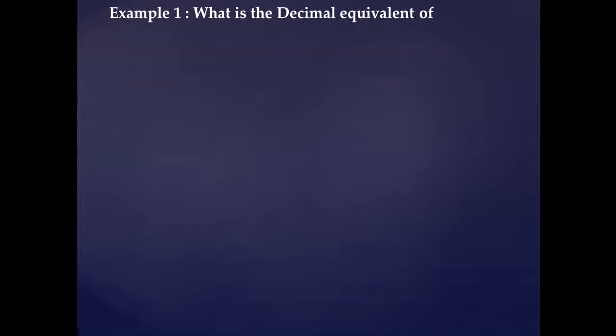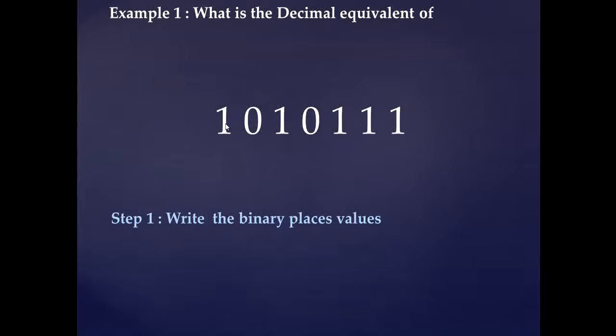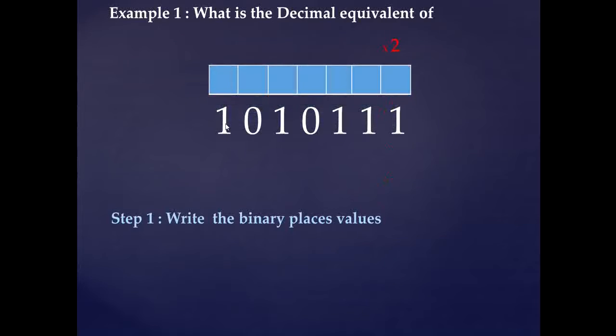What is the decimal equivalent of 1110101? Remember, we're reading the binary numbers from right to left. Step number 1 will be writing the binary place values. We start with 1, then multiply 1 by 2, then 2 times 2 is 4, 4 times 2 equals 8, 8 times 2 equals 16, 32 and 64.